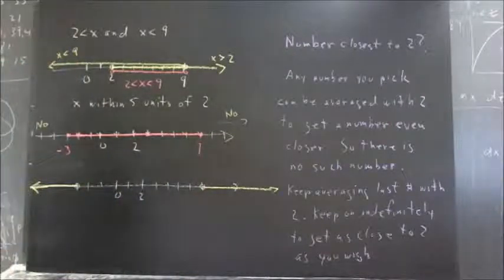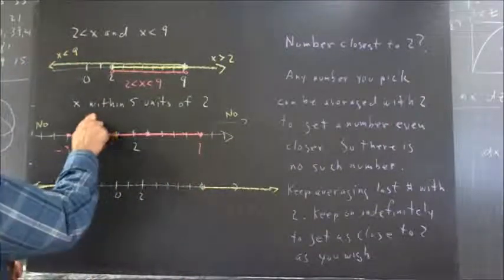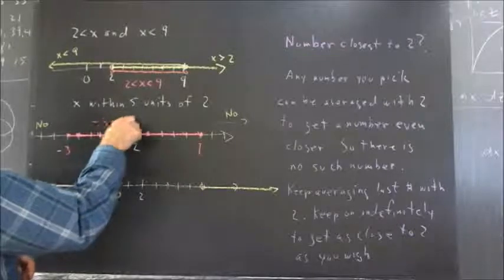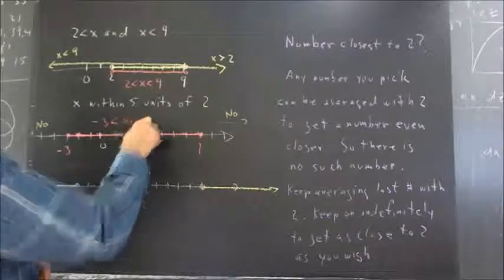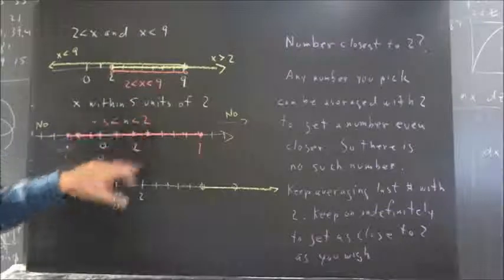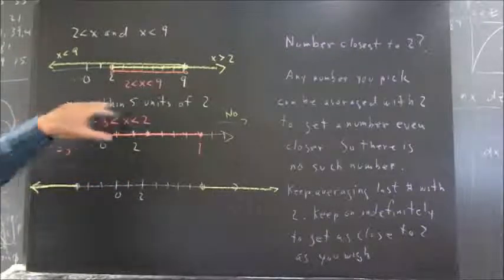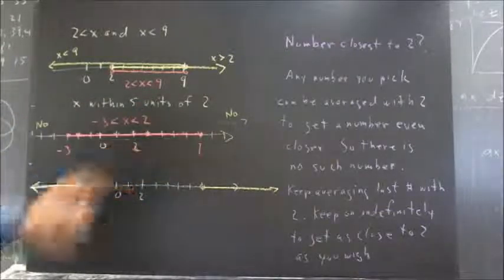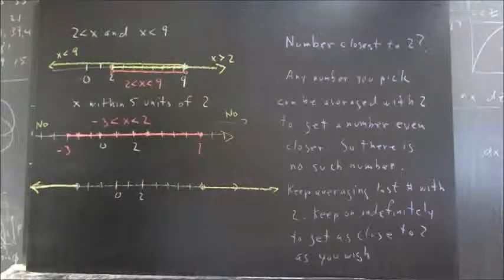Now we can say then that -3 is less than x is less than 2. This describes the property that x is within 5 units of 2. That's an important idea. Okay.